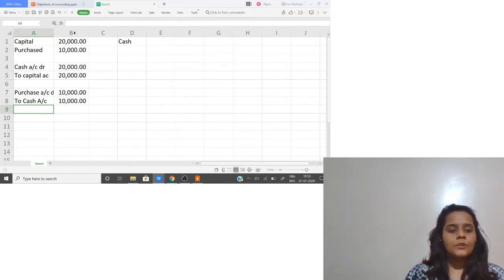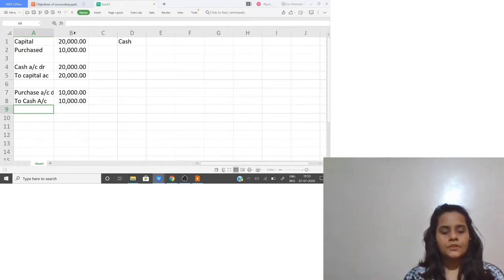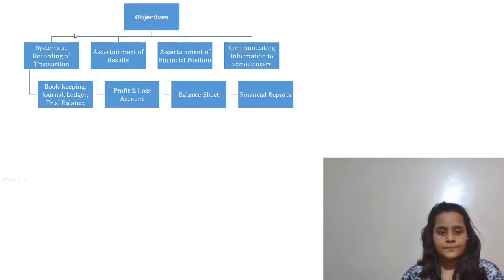You might not be able to understand it so much right now, but in the chapter just after this, we are going to study in detail what a journal entry is. It is the basis of accountancy. From your 11th standard till the time you do accounting, you are going to do it with the help of journal entries. So this is the first objective of accounting, that is to record all transactions.